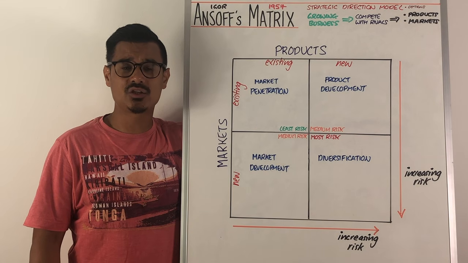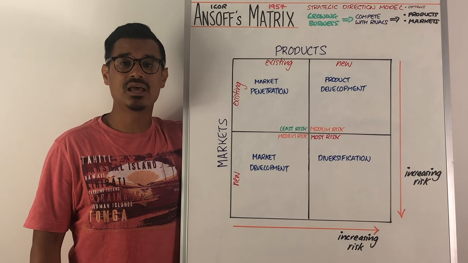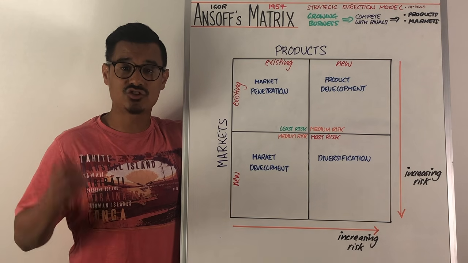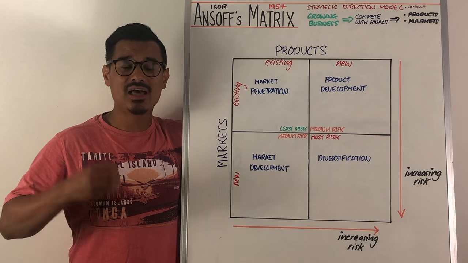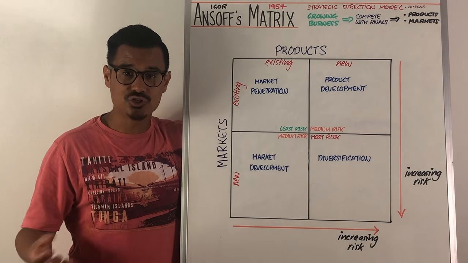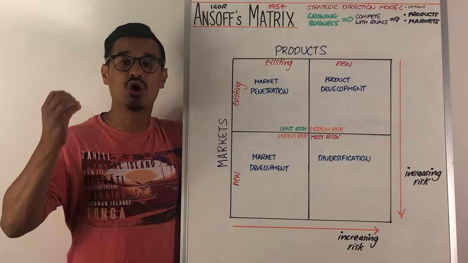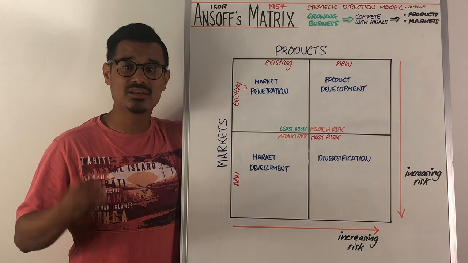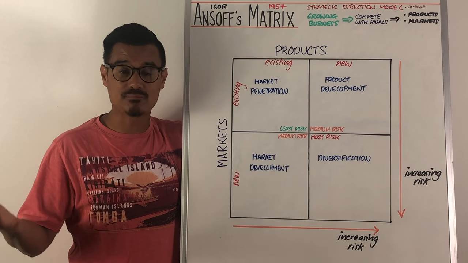Let's have a sesh on Ansoff's matrix. So in 1957, Igor Ansoff came up with this strategic direction model. And the idea is it shows the options that exist to a growing business of how it can compete with its rivals, with its competitors.